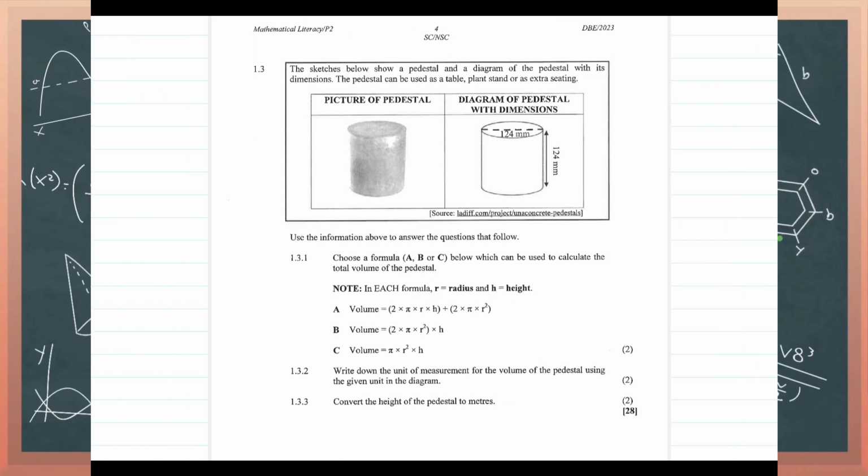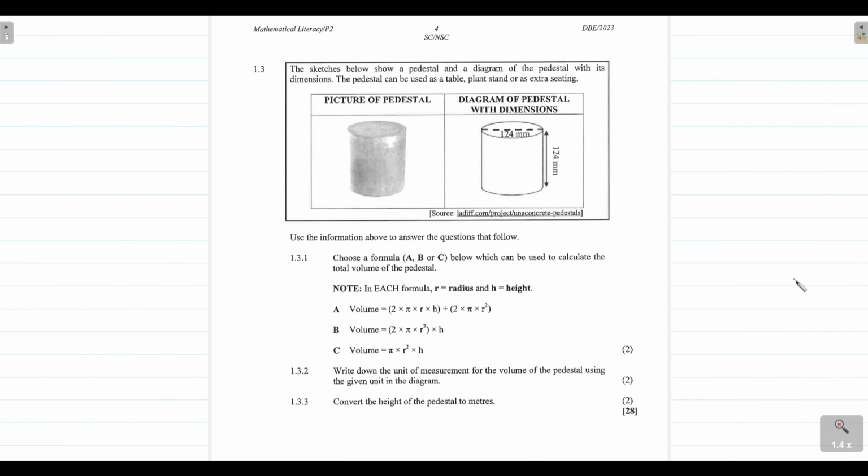So like I mentioned, guys, we're going to be looking at question 1.3, and question 1.3 deals with measurements, in particular calculating volume, and it tests whether you're able to convert from millimeters to meters. So are you able to do your length conversions? Okay, so let's have a look.